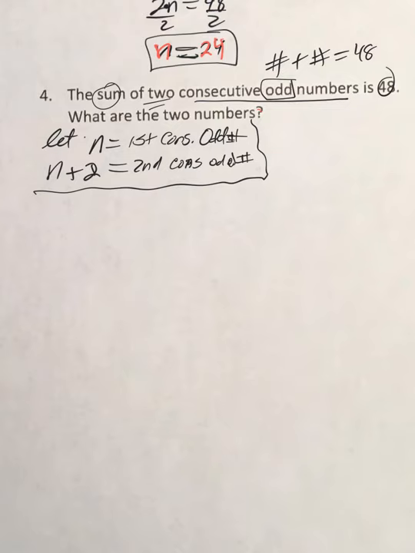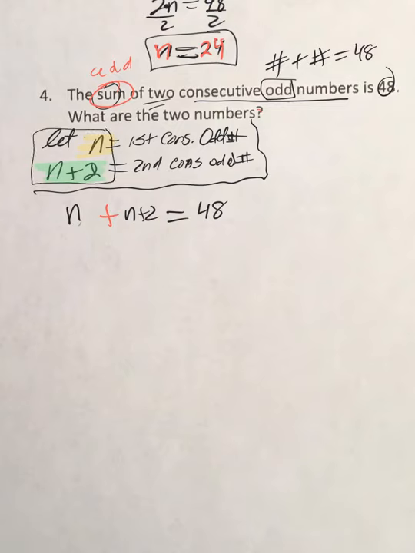Now we can find the sum. The sum, remember, means to add numbers. It's the answer you get when you add numbers together. And we want the answer to be 48. And then we have one of the numbers is just n. And the expression for the second number is n plus 2. So we have n, and then we have n plus 2, right? Because we're adding these two together.